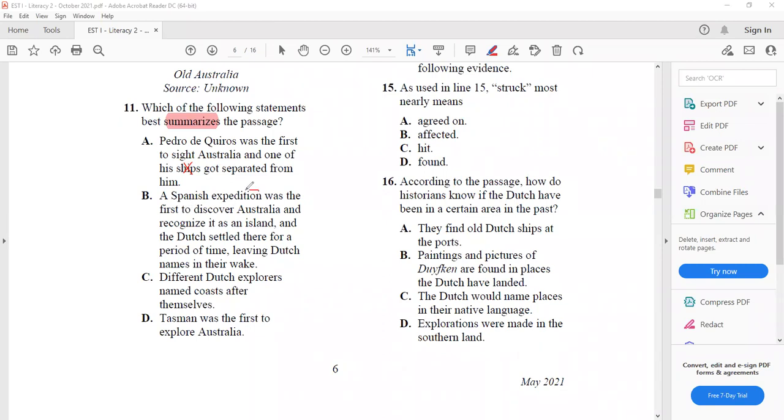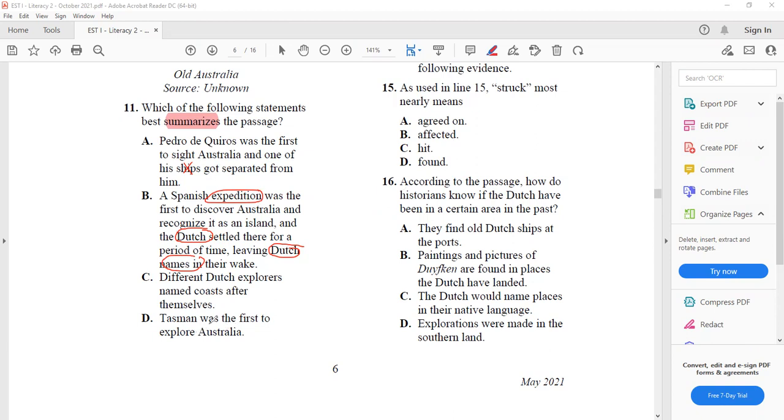A Spanish expedition was the first to discover Australia and recognize it as an island. Wait, we didn't hear this in the last paragraph. And the Dutch, which was repeated in the first paragraph, settled there for a period of time, leaving Dutch names in their wake. Yes, they named the places there with Dutch names. Yes, mister, perfect. Different Dutch explorers named the coast after themselves. Also, mister, this can be, but because it mentioned the expedition that was mentioned in the last paragraph, it is better than this. Tasman, also in the last paragraph, was the first to explore Australia?